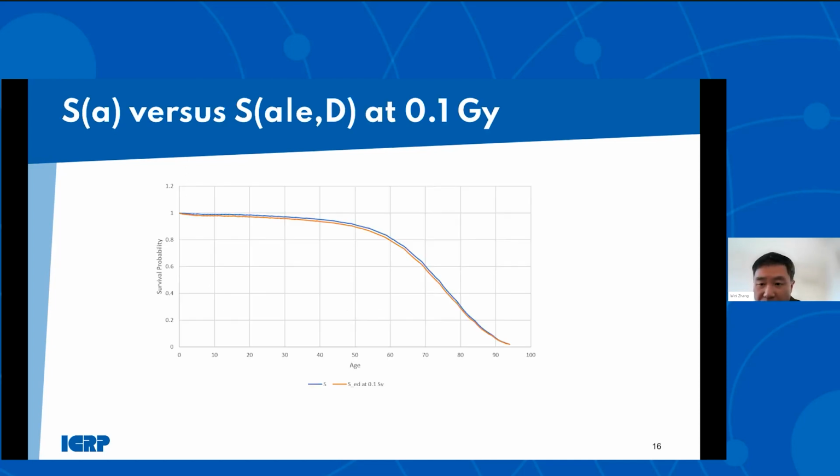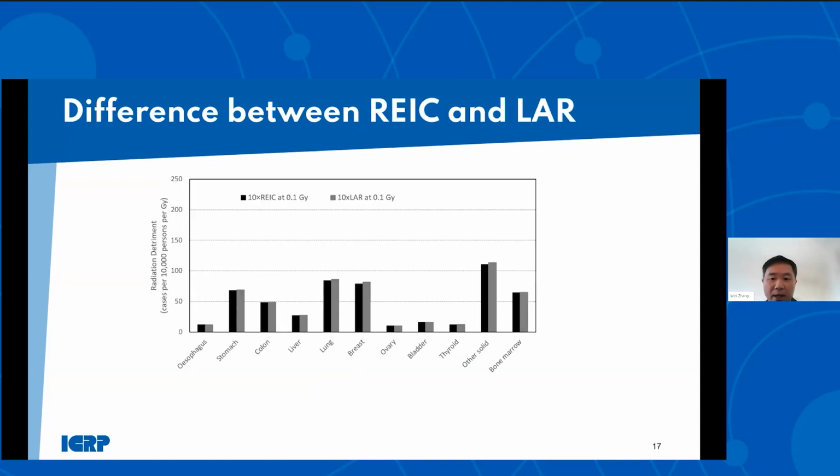This is how the two survival functions compare to each other if the radiation exposure is 0.1 gray for an age at exposure of 1 year old. The difference is indeed very small. This graph compares radiation detriment calculated with these two lifetime risk metrics, showing that the use of LAR instead of IEIC gives us similar results when both of them were calculated at 0.1 gray. This is because a single exposure of 0.1 gray does not cause a significant change to the survival curve, as shown in the previous slide.